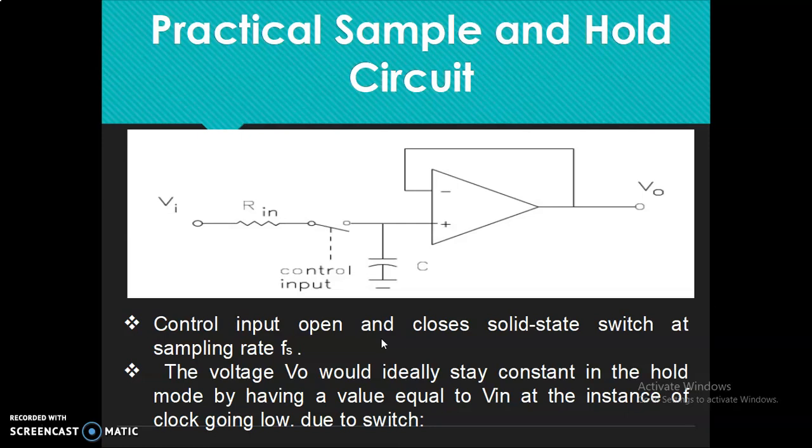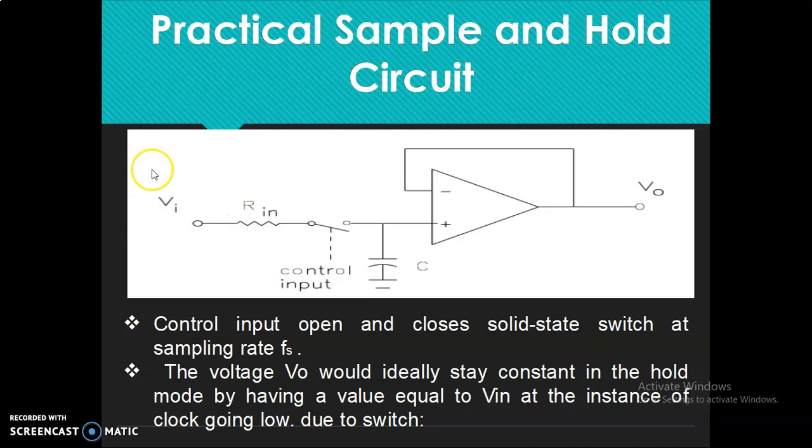Practical sample and hold circuit. Here you will find an operational amplifier. A control input is applied through some switch. Input is applied, a capacitor is used to store, and this operational amplifier is simply acting as a voltage follower. V0 is the output. The control input opens and closes the solid state switch at sampling rate fs. The voltage V0 would ideally stay constant in the hold mode, having a value equal to V input.